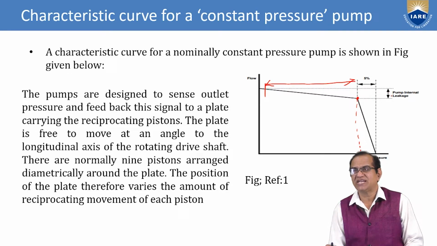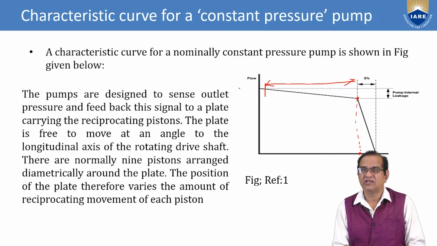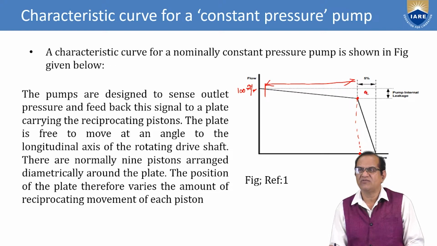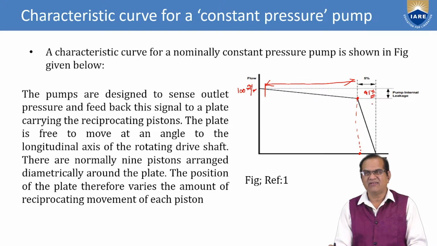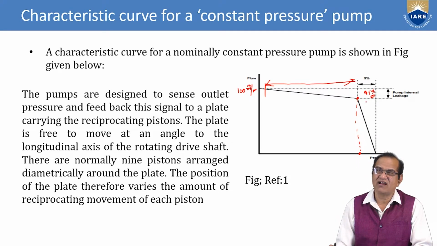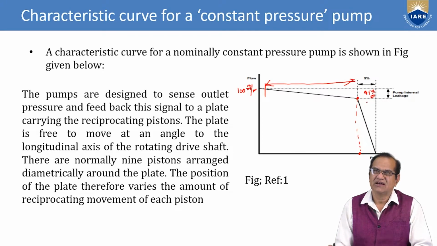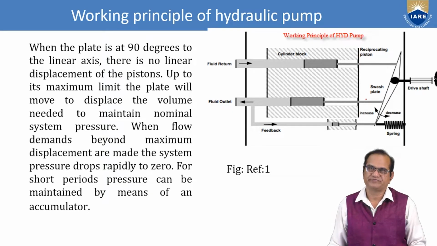Up to 5% pump internal leakage is permitted. Means if here the flow is 100 meter cube per minute, here only 95 is acceptable, not more than that. So in aircraft, this is the criterion which we have to follow, and this is called the characteristic curve for a constant pressure pump. Now, working principle of hydraulic pump.